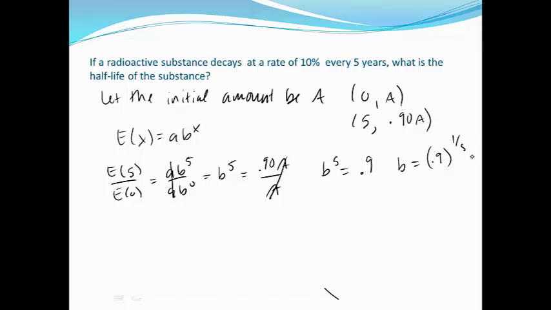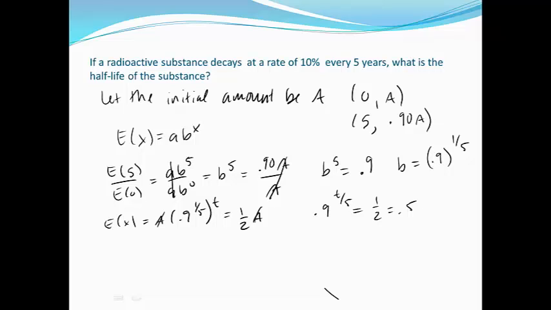Now that we have b to the 5th equal to 0.9, we see that b is equal to the 5th root of 0.9. And I'm going to leave it like that so that I'm not plugging that in my calculator and getting an approximation of the value. And I need to find out when this function, which is a times 0.9 to the 1/5 to the t, is equal to half of a. In which case, the a's actually cancel. And so now I'm just solving 0.9 to the t over 5 equal to 1/2 or 0.5.